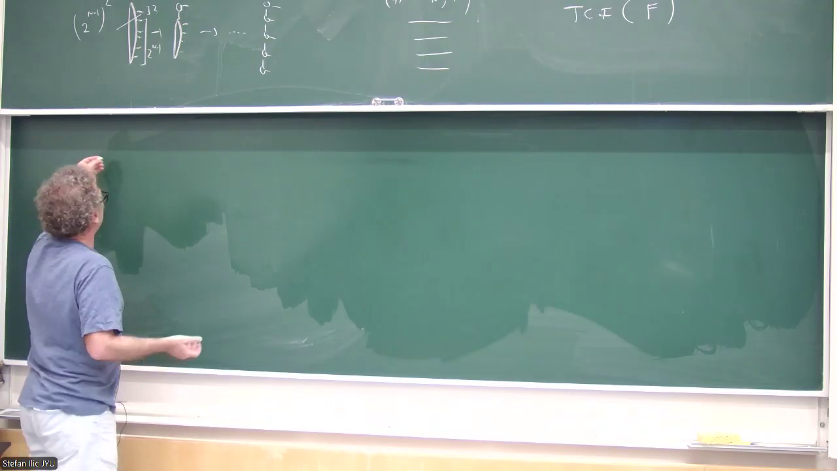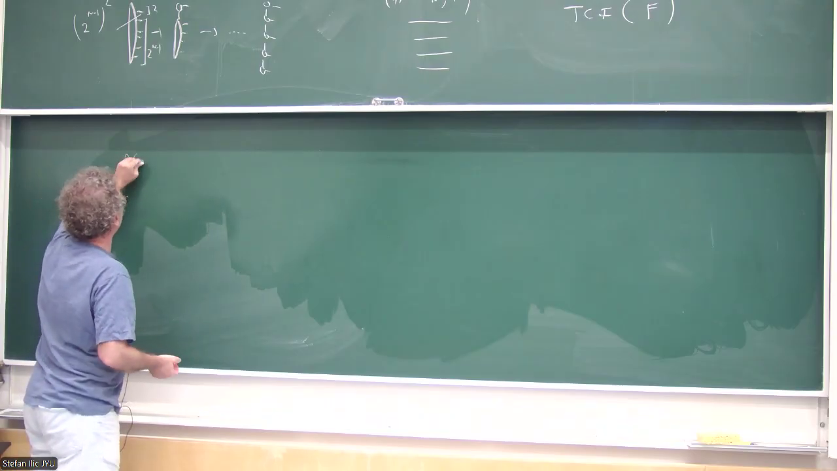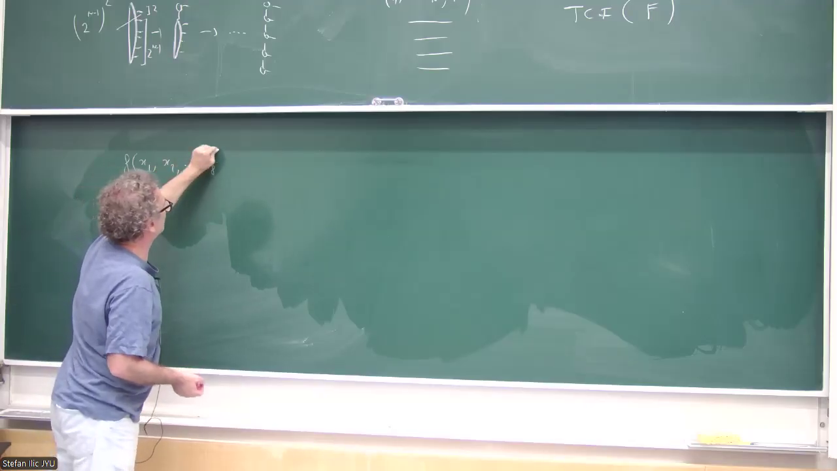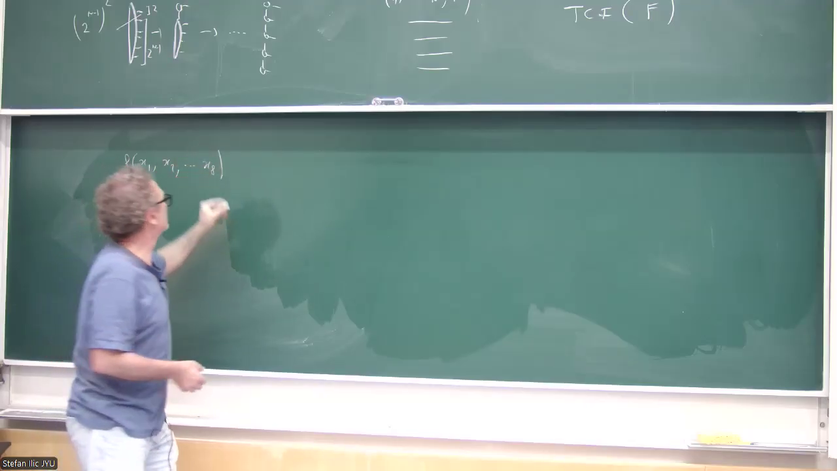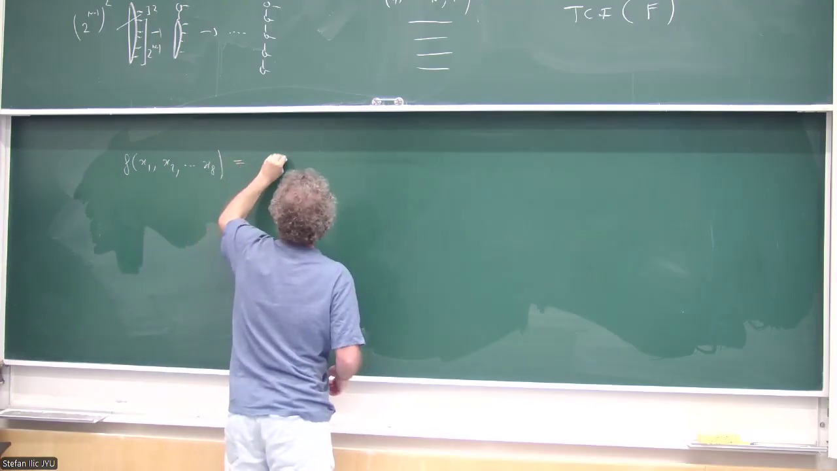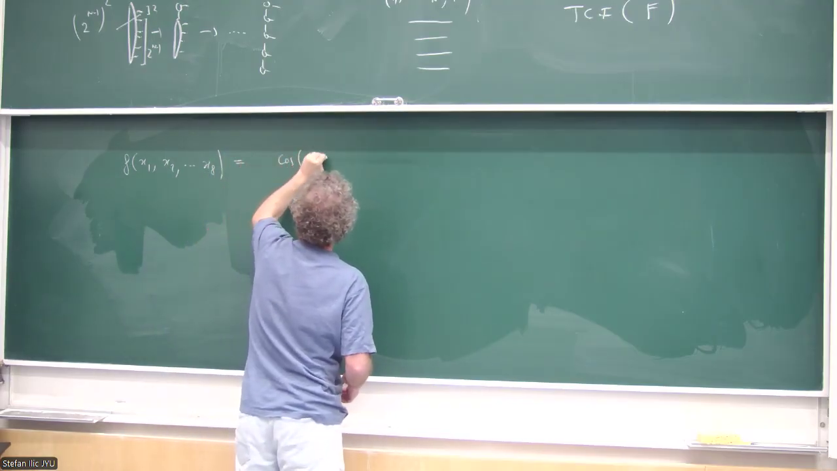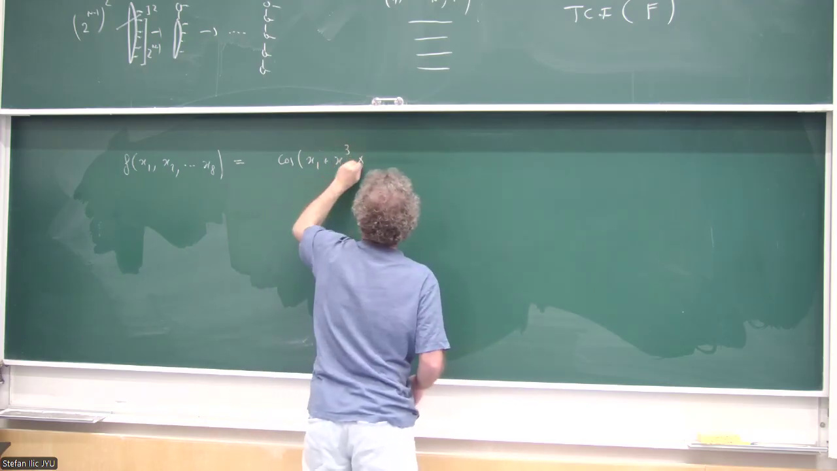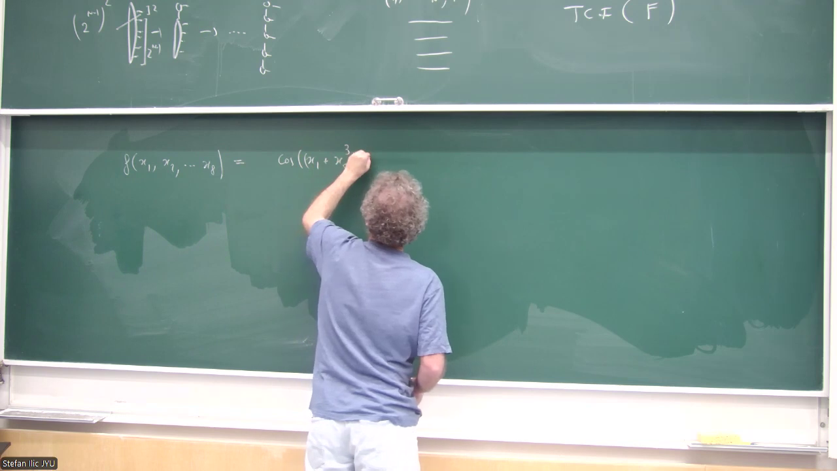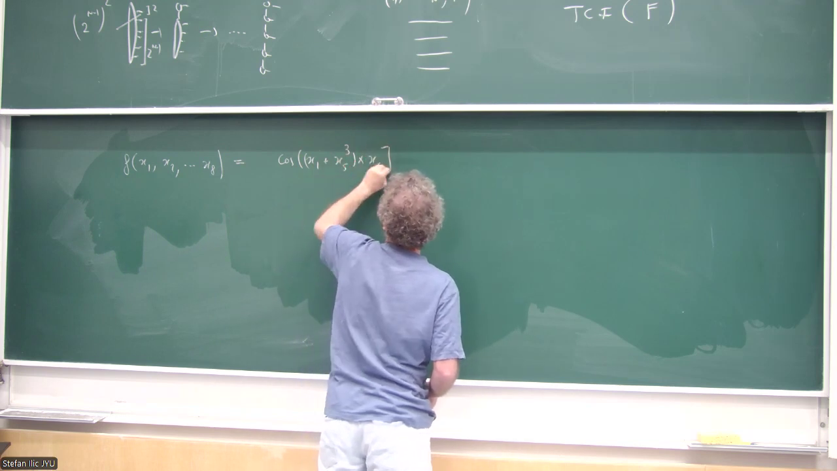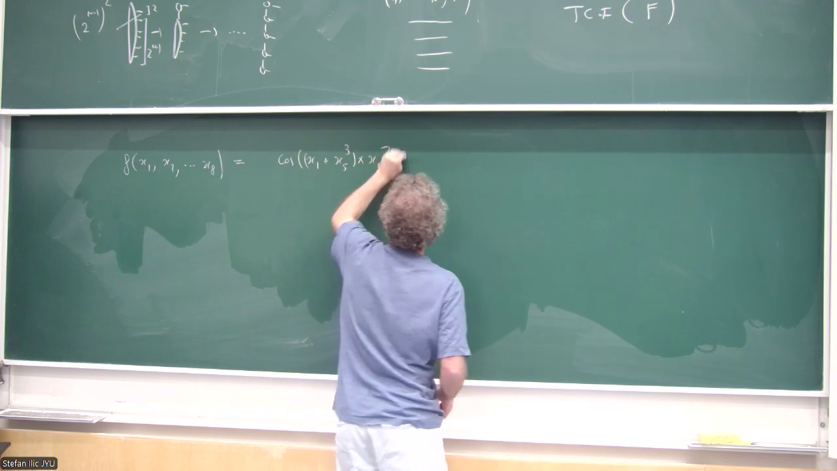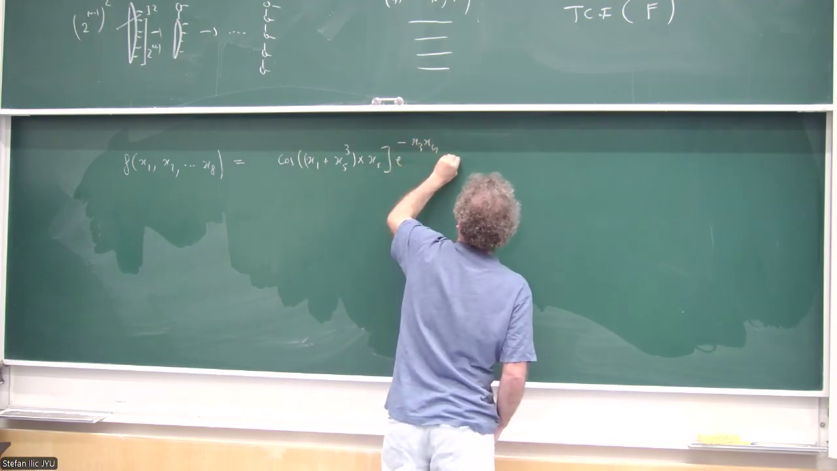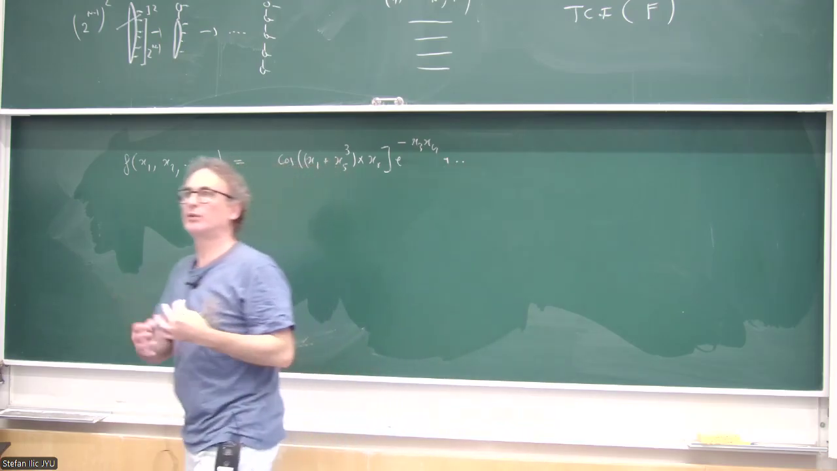So let's say I have a function f of x1, x2, ..., x8. I don't know, cosine of x1 plus x5 to the power 3 times x6, multiplied by exponential minus x3, x4. You name it, but an explicit function, you know it, you have the formula.